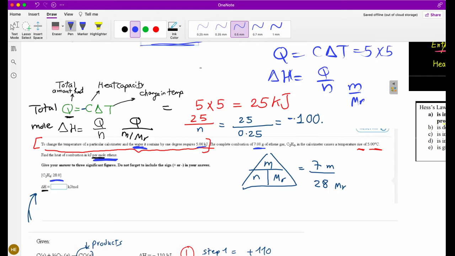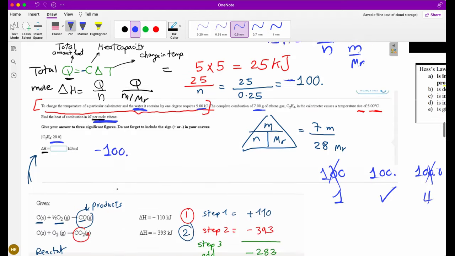Where did this minus come from? This is a combustion reaction, so the equation has to be negative C delta T. It never comes out positive, so don't forget to put the negative here and put 1 dot, because if you don't put 1 dot, you will get one significant figure. Remember the difference between these three numbers. You don't write it like that because this will be one significant figure. You don't write it like that because it will be 4. Just write it like that. It will be 3 significant figures.